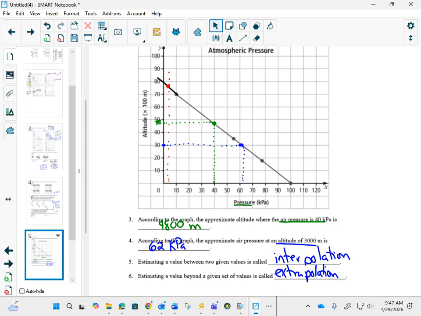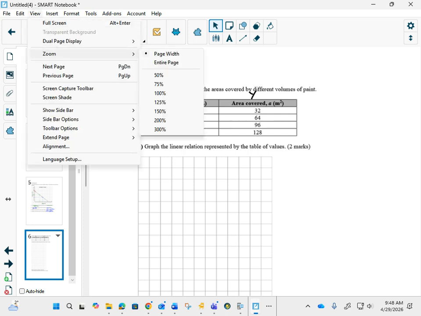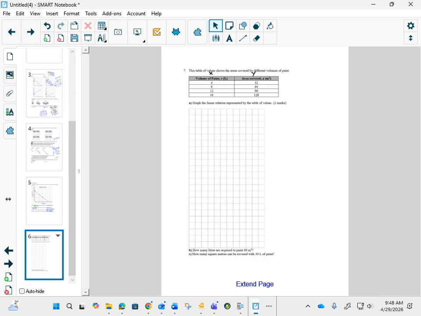And the last question. This table of values, so again, whatever is first goes along your x-axis, whatever is second goes along your y-axis. The table of values shows the areas covered by different volumes of paint. We want to graph this, and it has a super long graph here. In fact, I'm going to view and zoom to see the entire page for graphing it, and I'll zoom back out afterwards.